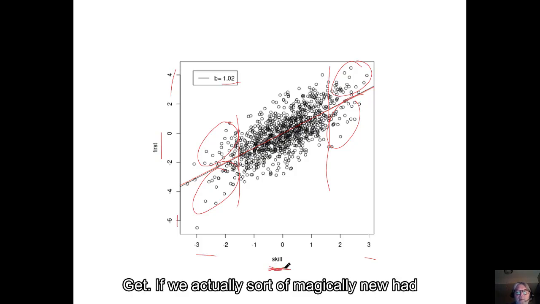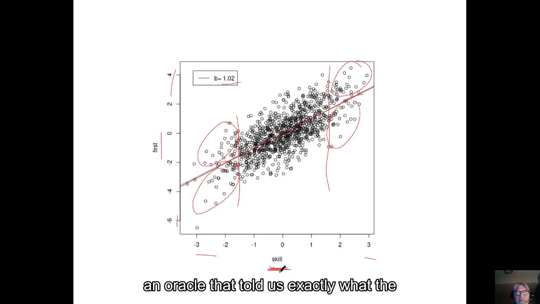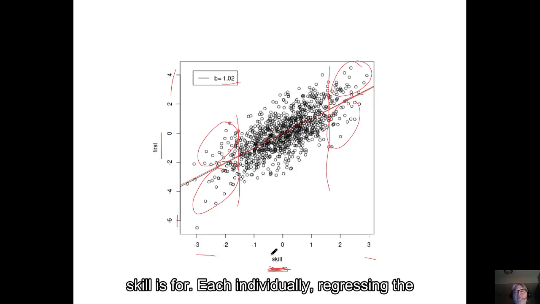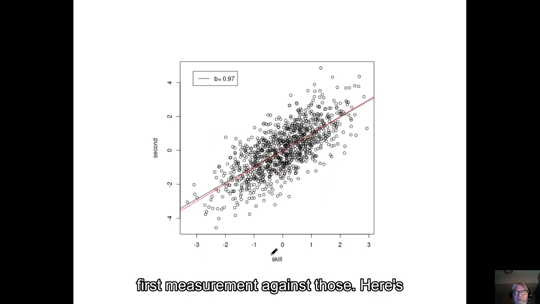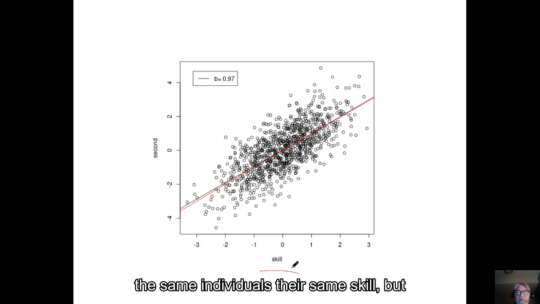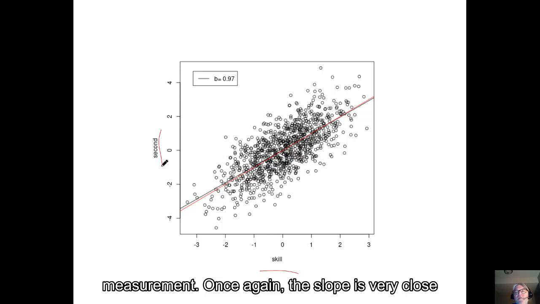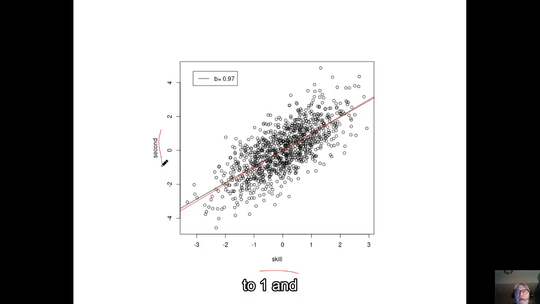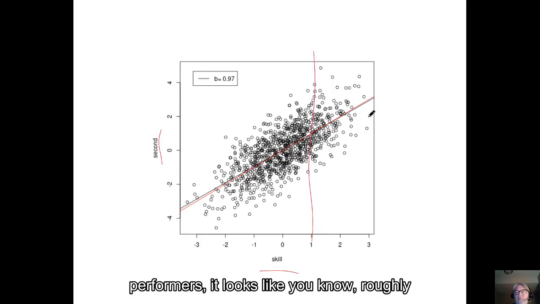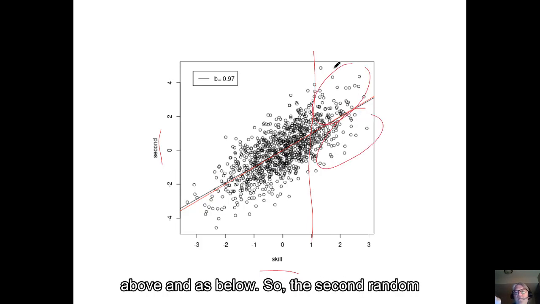But this is what we get if we had an oracle that magically told us exactly what the skill is for each individual when we were regressing the first measurement against those. Here are the same individuals, their same skill, but now regressed against their second measurement. Once again, the slope is very close to 1. And once again, if we look at the best performers, roughly the same number had deviations above as below.